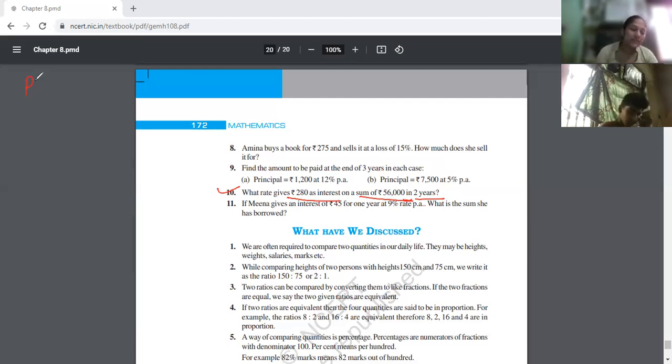What is the principal? Principal is 56,000. What is the time? Time is 2 years. What is the rate? We don't know the rate. What is the interest? SI is rupees 280. Here is the formula for rate: 100 into interest upon principal into time. Now apply the formula and find out the answer.